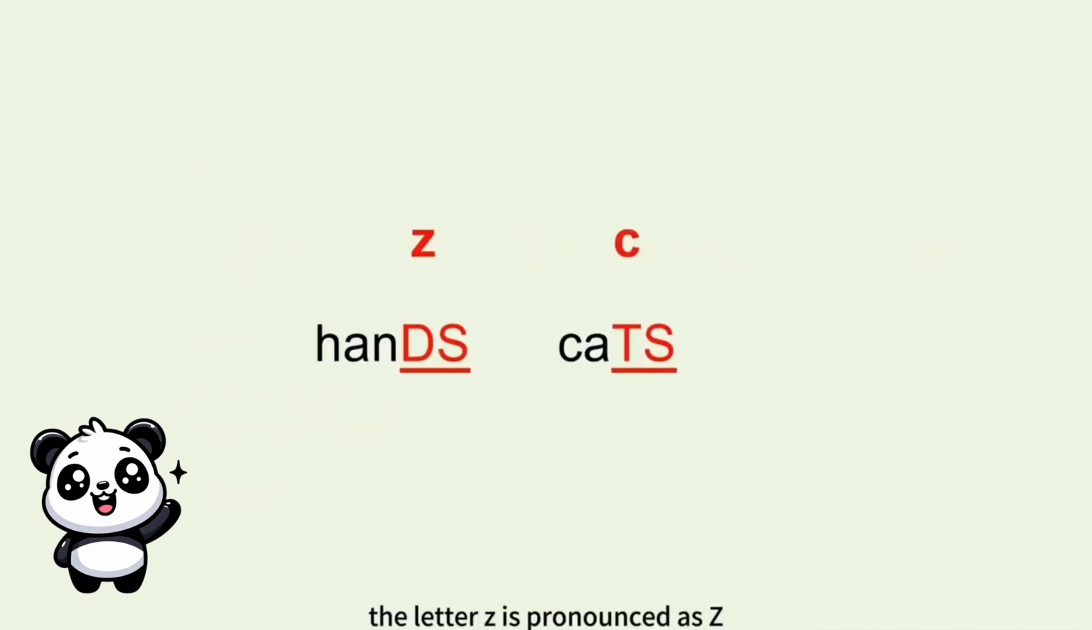The letter Z is pronounced as z. It's the same as the sound of DS in the English word hands. Z, z. The letter C is pronounced as c. It's the same as the sound of TS in the English word cats. C, c.